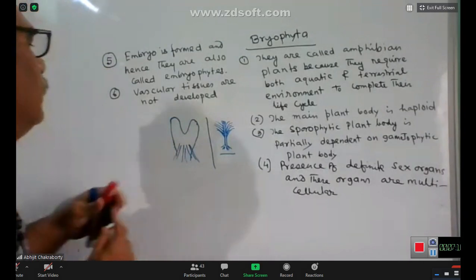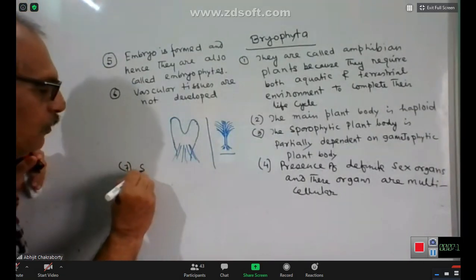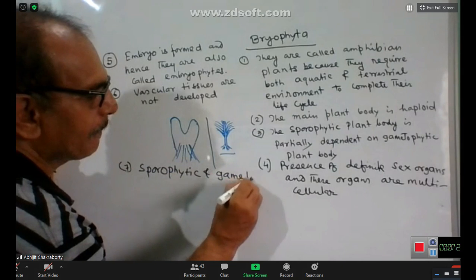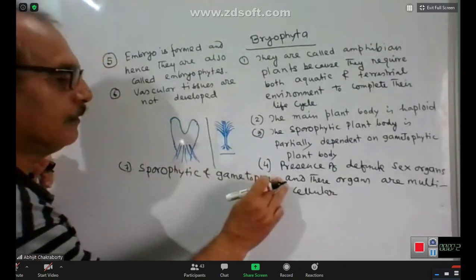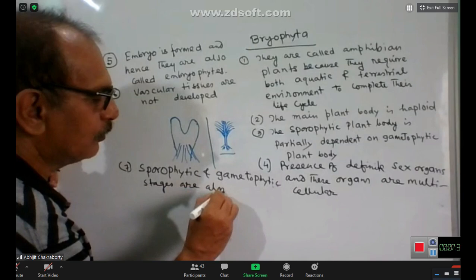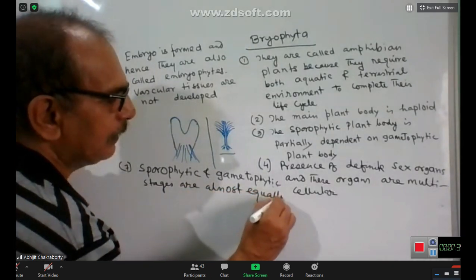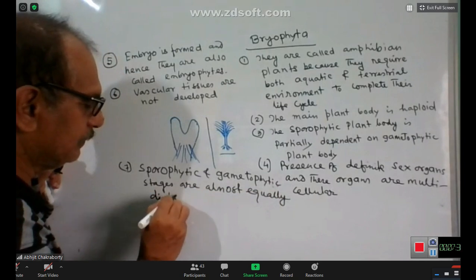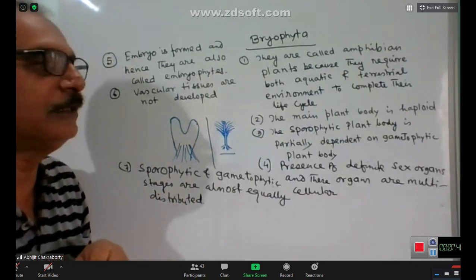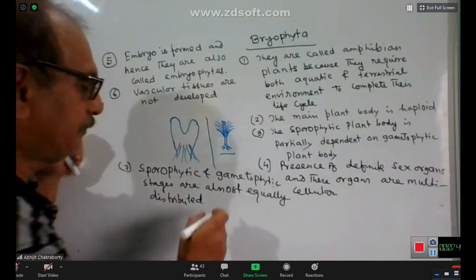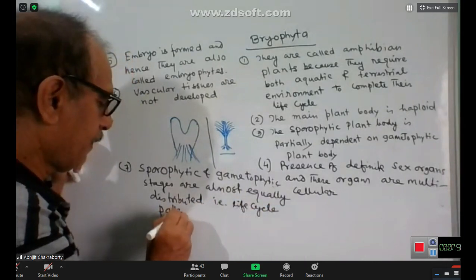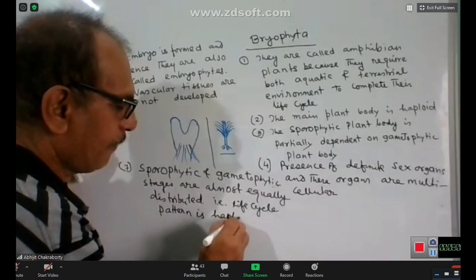And next one I should say here, sporophytic and gametophytic stages are almost equally distributed. That is, the life cycle pattern is haplodiploidic.